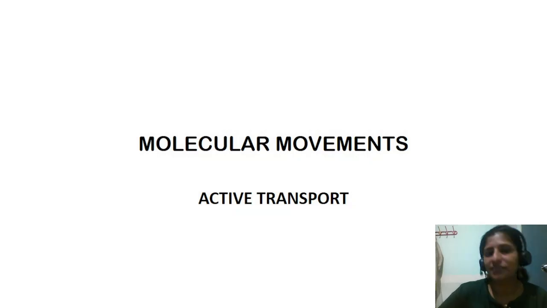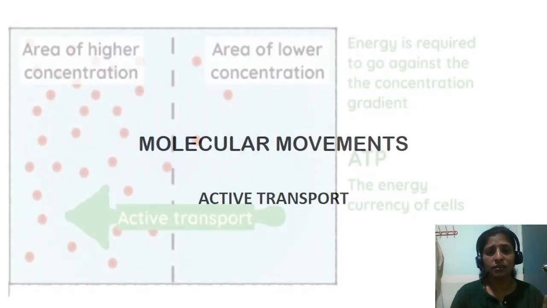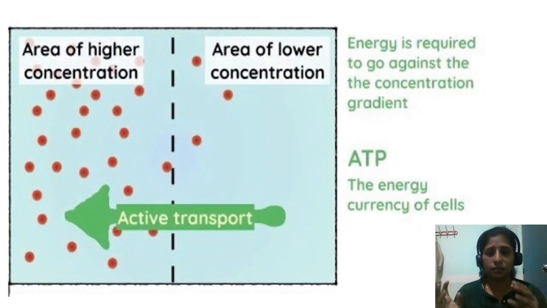Hi guys, today I'm here to explain molecular movements, especially one important molecular movement, active transport. You already know what osmosis and diffusion are. Usually, molecules and ions will always move from higher potential to lower potential. That is a very easy process, but it happens very slowly.